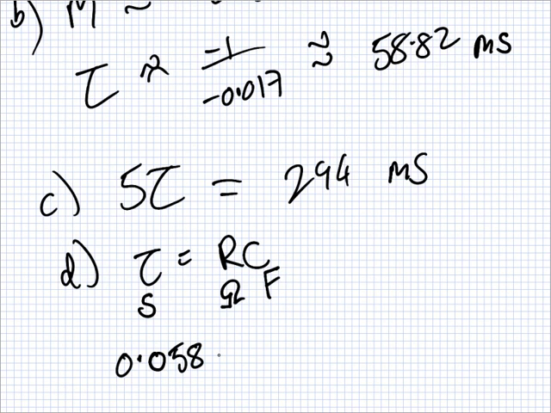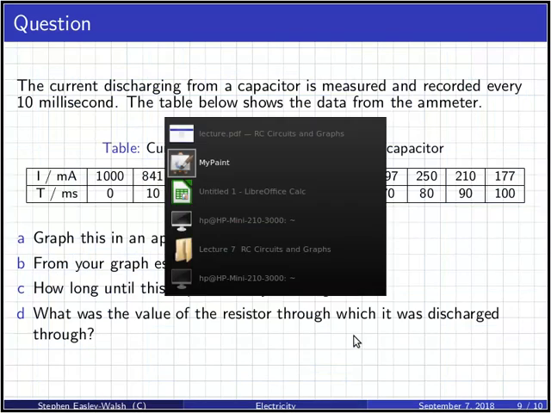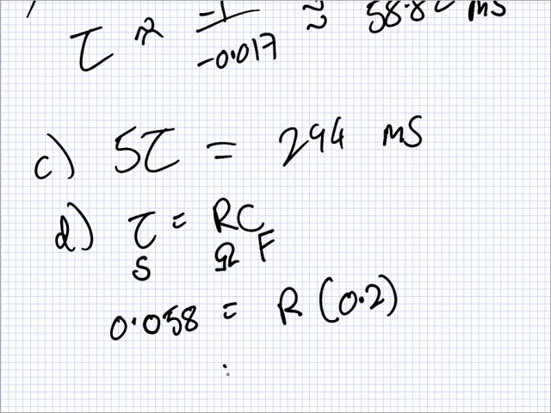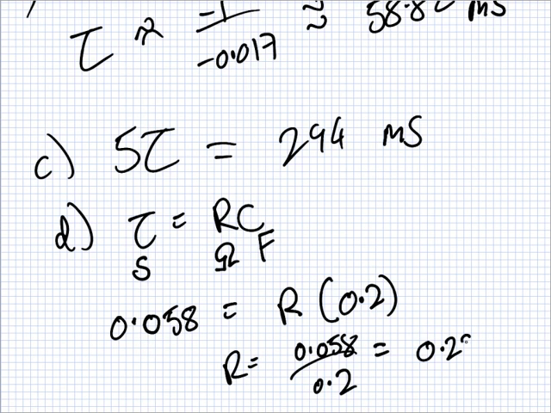0.058. And that should equal R, which we don't know, and C, which I put into farads, is 0.2. I actually could leave this as millifarads, and then the millis would cancel, but that's getting really messy. So R will be 0.058 divided by 0.2. What's that, please? 0.29 ohms, is it? Is that okay?